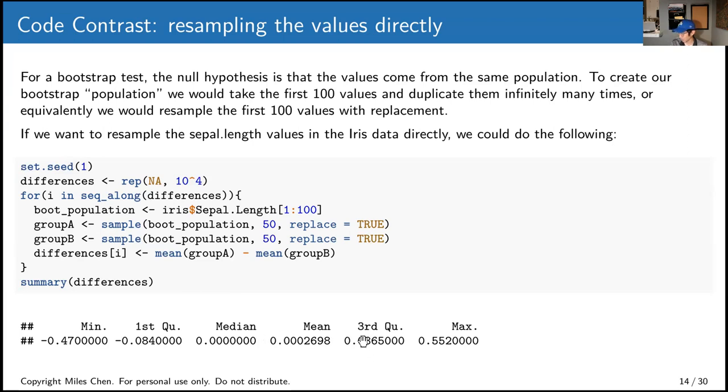Sometimes we get differences of 0.08 or negative 0.08. That's my first and third quartiles. And then the biggest difference after doing this 10 to the 4, so 10,000 times, the biggest difference I observed was 0.55. And the most negative difference I observed was 0.47.